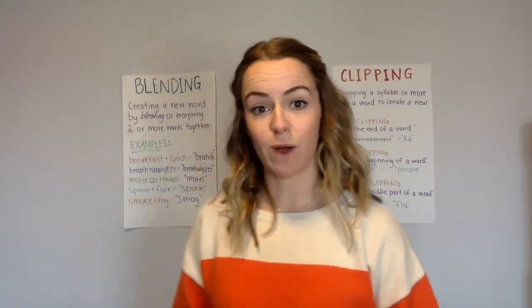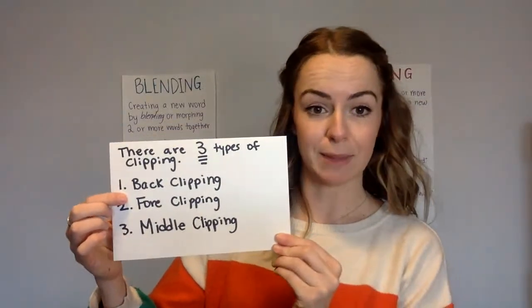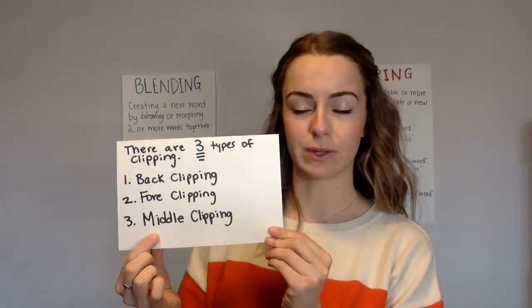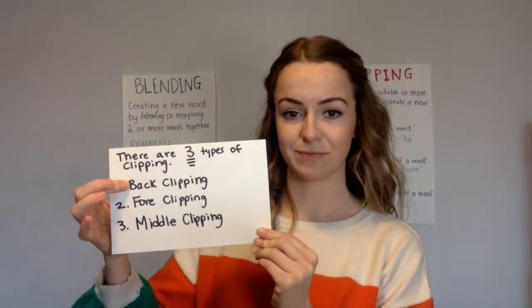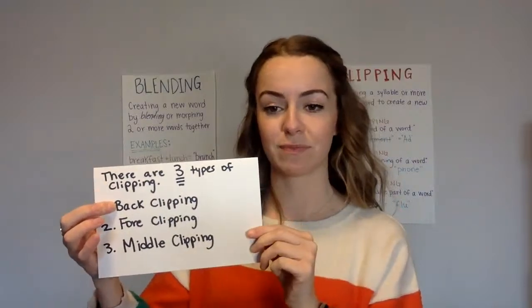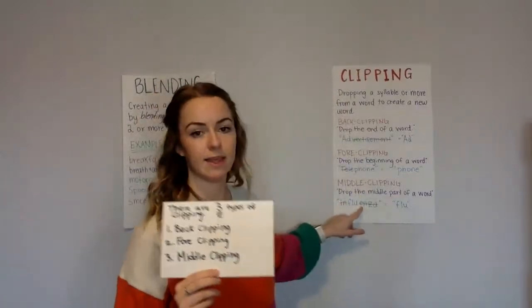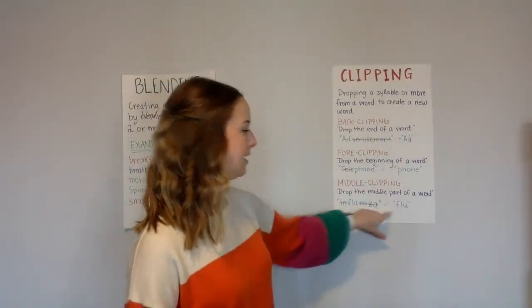While we do that, there are 3 different examples of clipping: back clipping, fore clipping, and middle clipping. Back clipping is when you drop the end of a word and just the very beginning becomes a new word. Fore clipping is when we clip the front of the word. For example, we have telephone. We get rid of tele and it becomes phone. Middle clipping is when we clip the beginning and the end, and all we have left is the middle. My example is influenza. We get rid of the in and enza, and it just becomes flu. So that's middle clipping.